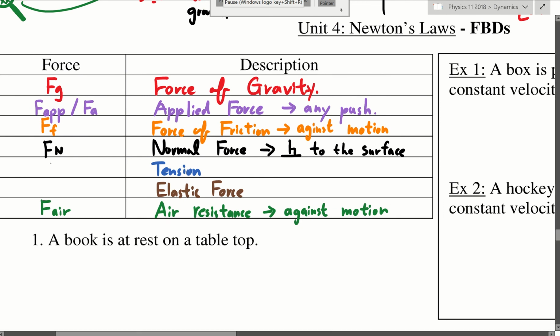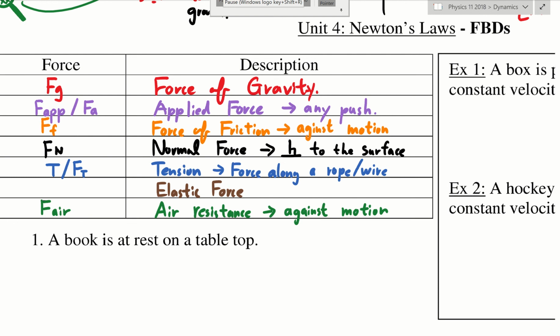Tension is another thing. So tension, sometimes you say T, sometimes it's F of T, so F with a little subscript T. Tension is the force along a rope or wire. Now a rope or a wire is held together by the bonding, the chemical bond of the protons and electrons and neutrons, right?